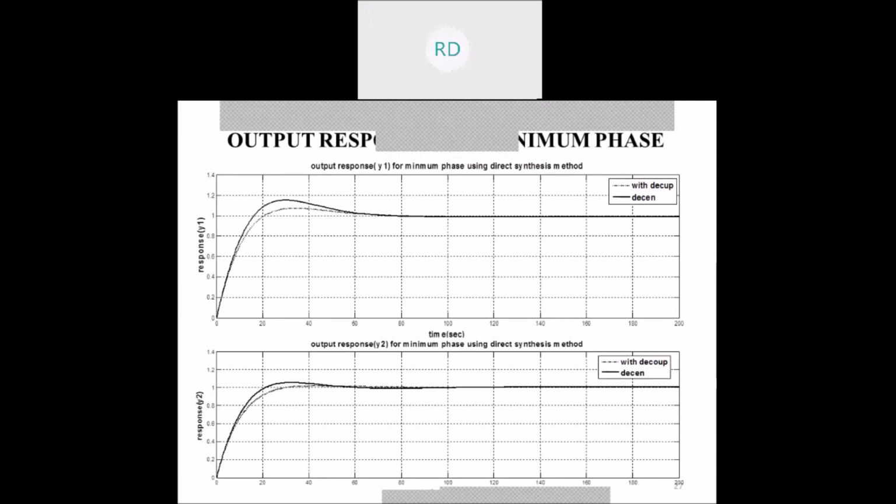I'm comparing y1 separately and y2 separately. This dark black curve is your decentralized controller graph without using the decoupler, and this dotted line is with the decoupler. When you compare these two, the peak time is also reduced, and when you look at the settling time, it settles earlier when using the decoupler.